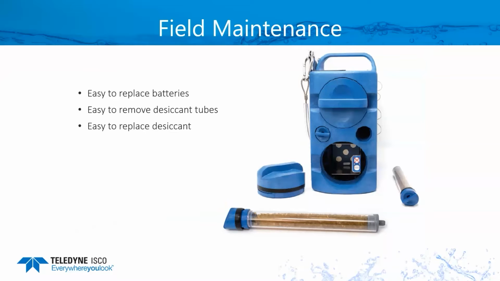Other maintenance items that you will need to address over time is replacing the batteries. So we've made it really easy to replace the batteries. We've just got an extra large handle on there. It makes it easy to grip and remove that. We have 2 desiccant tubes on there, and it's just a matter of a half turn to pull the desiccant out and replace it.